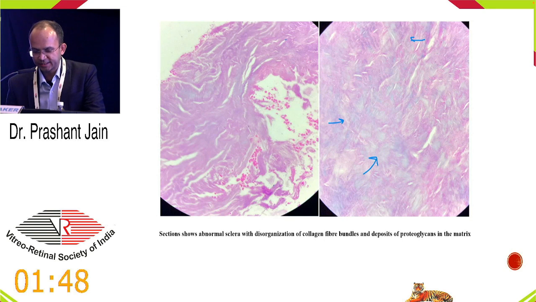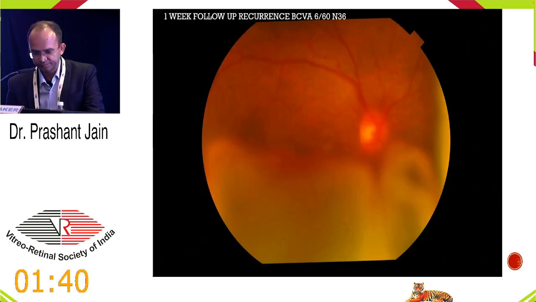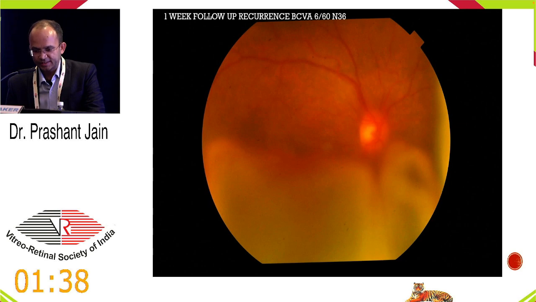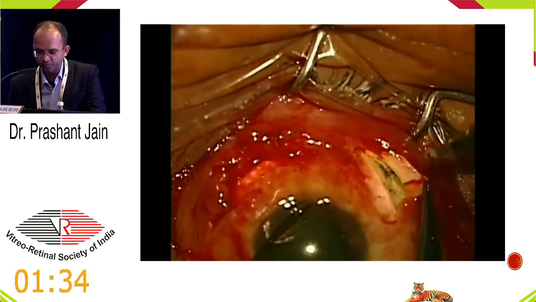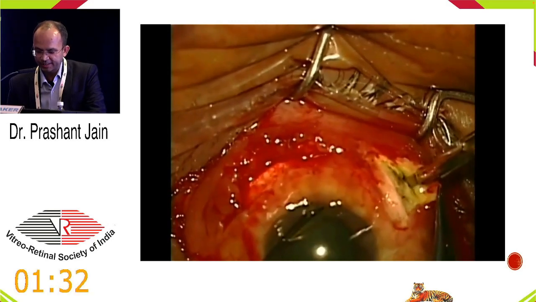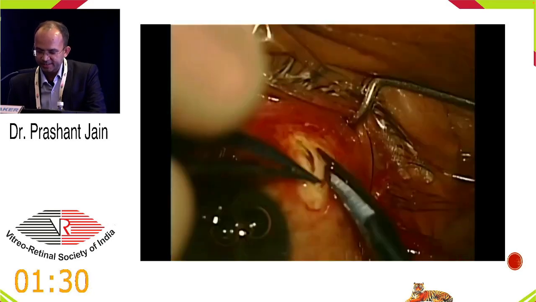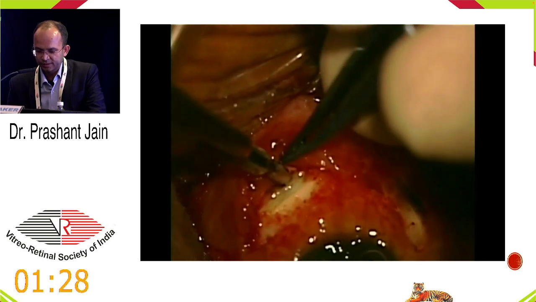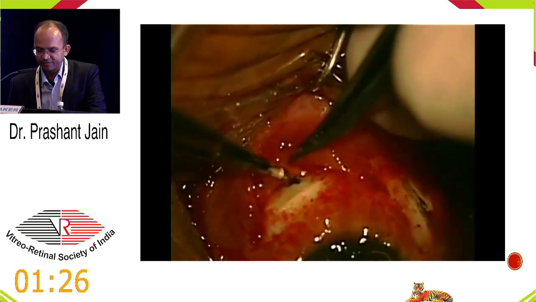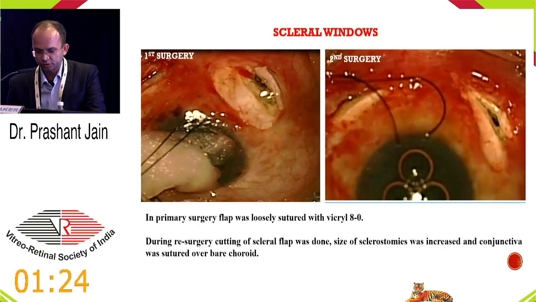So we sent the sclera for histopathology, and the section shows abnormal sclera with disorganization of collagen fiber bundles and deposits of proteoglycans in the matrix on Alcian blue staining. But after a week, there was again recurrence, with vision 6/60 and 3/6. So we decided to perform resurgery. We increased the size of the sclerostomy, and this time I cut down the sclera and sutured the conjunctiva over the bare choroid. So this was the difference. In resurgery, I cut down the scleral flap.